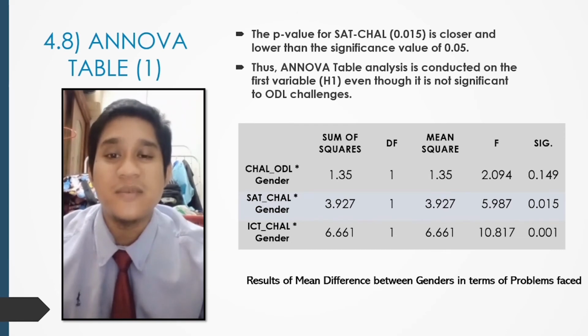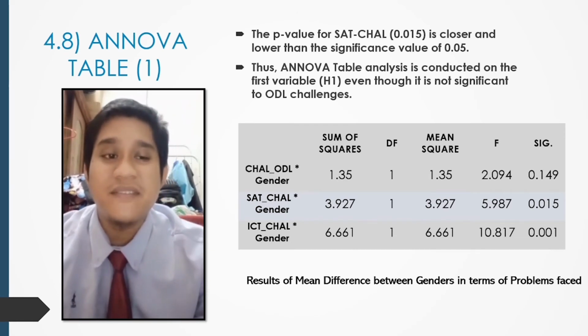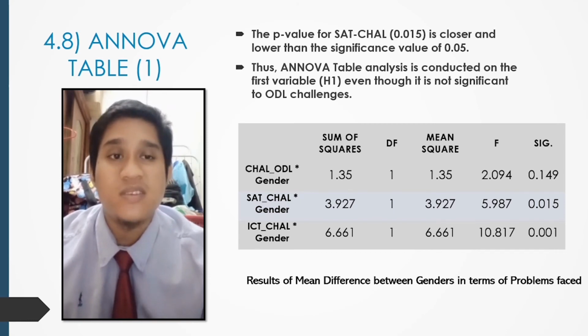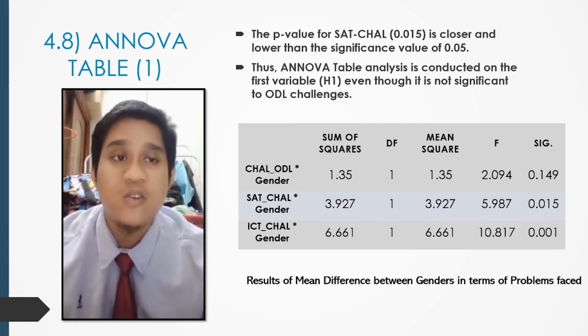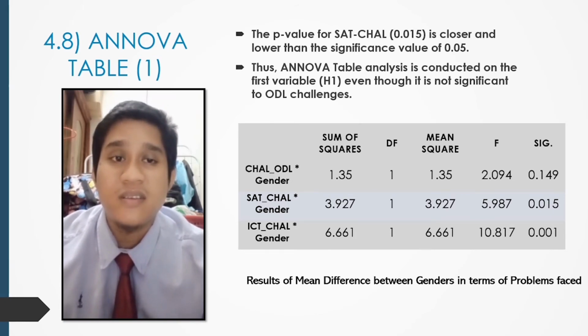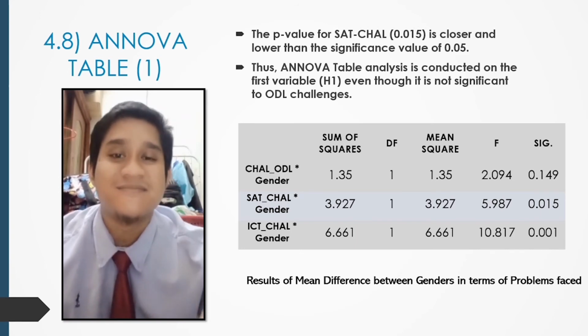Next, ANOVA table. So this is the result of mean differences between genders in terms of problem faced. So from the table, we can clearly see that the p-value of SAT, which stands for Students' Adaptability to Technology, is at 0.015, which is closer and lower than the significant value of 0.05. Thus, an analysis is conducted on the first variable H1, even though it is not significant to ODL challenges.